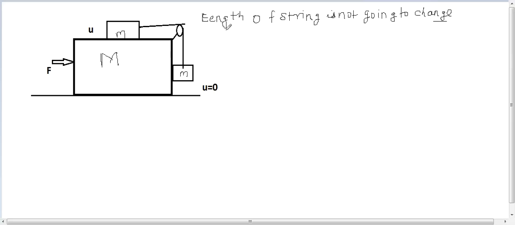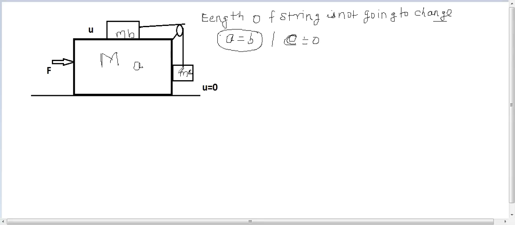And if there is no relative motion, then let me name the accelerations: acceleration of A, B, and C. If there is no relative motion, then acceleration of A should be equal to acceleration of B, and acceleration of C should be equal to 0.